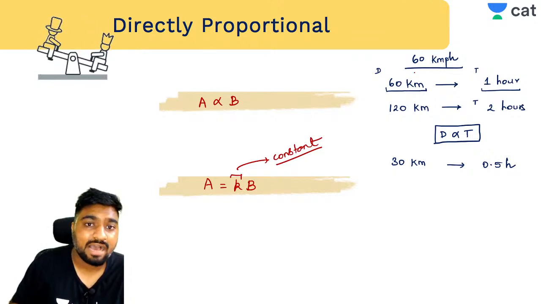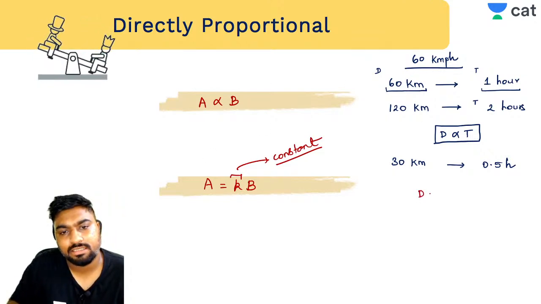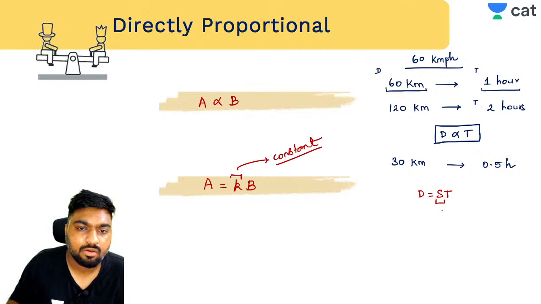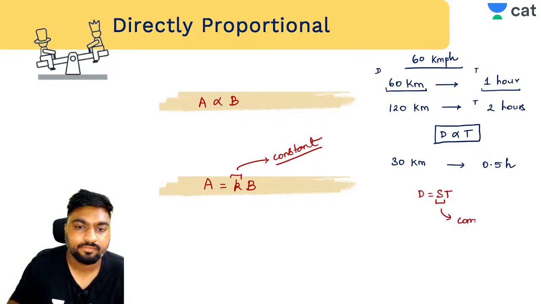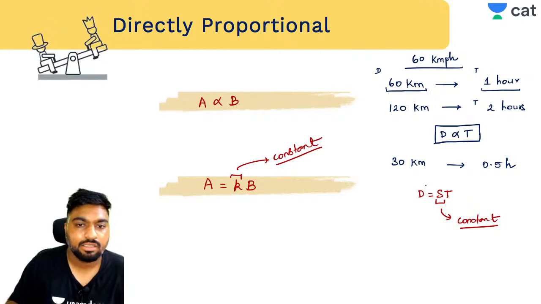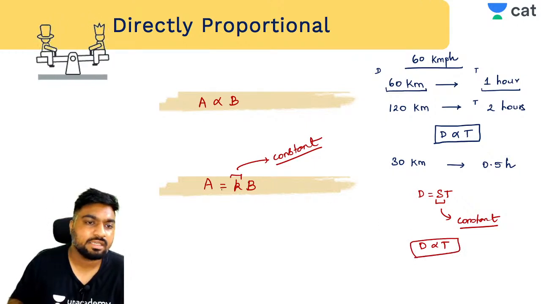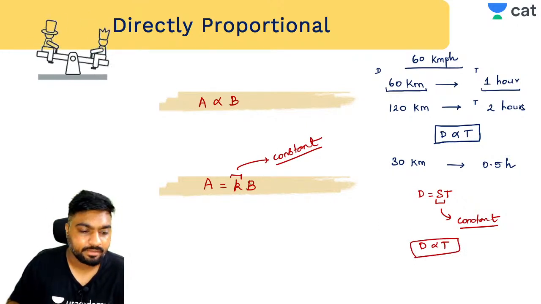Yes. So what did we do here? You know that distance is nothing but speed into time, right? Distance is what? Speed into time. So here we made the speed constant, 60 kilometers per hour. So when speed became constant, distance and time became directly proportional. Understood? So here a constant is multiplied. Done?